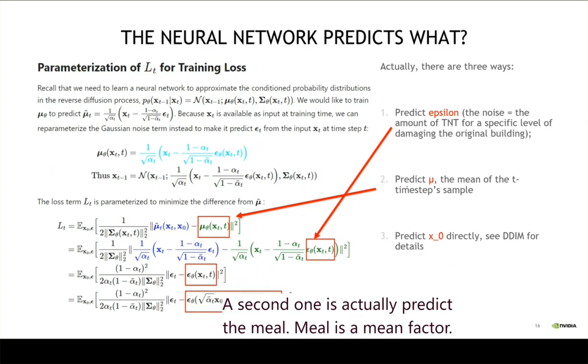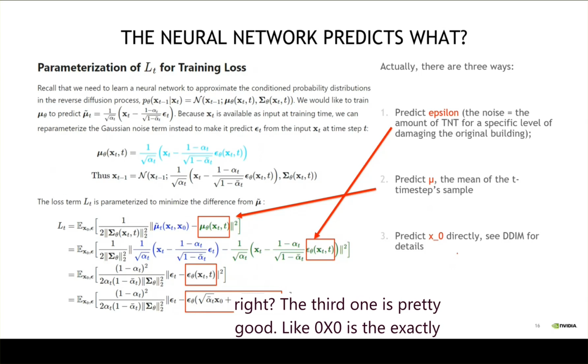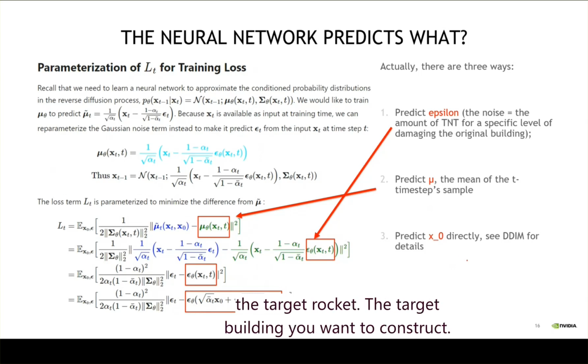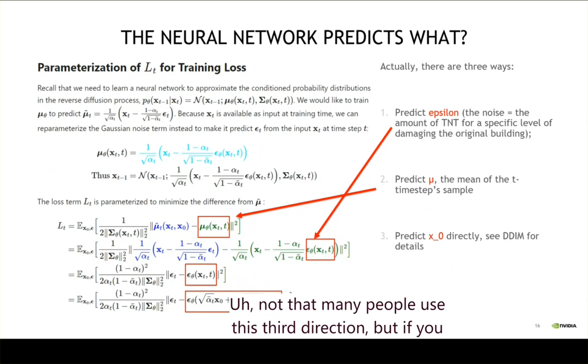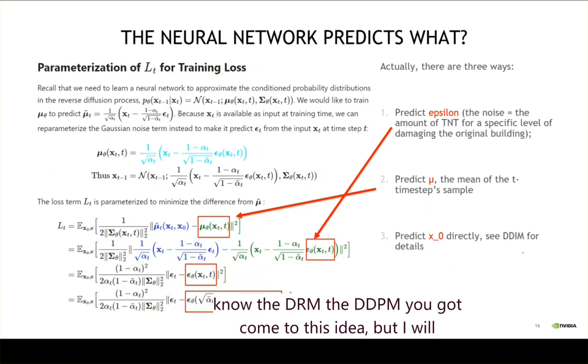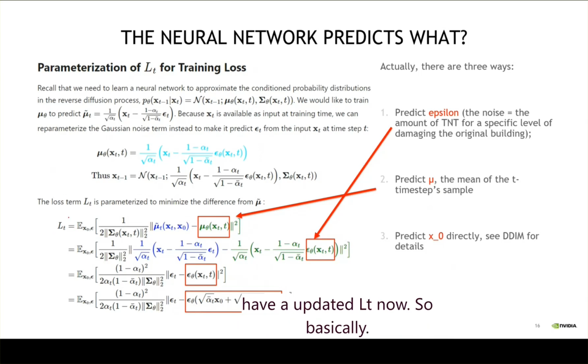The second one is to predict mu. Mu is the mean vector of the Gaussian distribution. The third one is to predict x0. x0 is exactly the target, the building you want to construct. Not that many people use this third direction, but if you know DDPM, you will come to this idea. I will skip it because time is very limited. Basically, now we have the updated Lt.